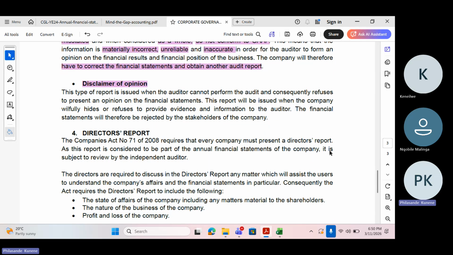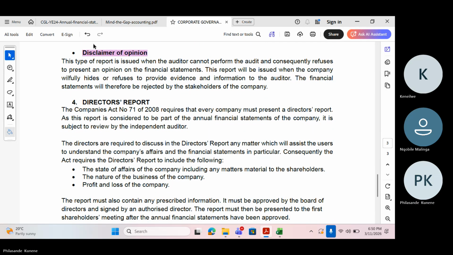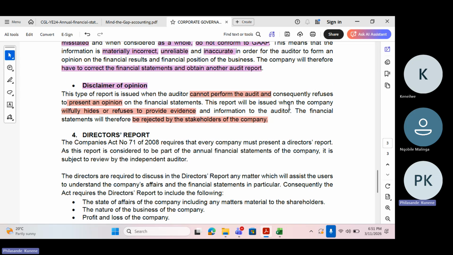Okay. Disclaimer of opinion. This type of report is issued when the auditor cannot perform the audit and consequently refuses to present an opinion on the financial statements. This report will be issued when the company willfully hides or refuses to provide evidence and information to the auditor. The financial statements will therefore be rejected by stakeholders of the company. You see now, disclaimer is worse.